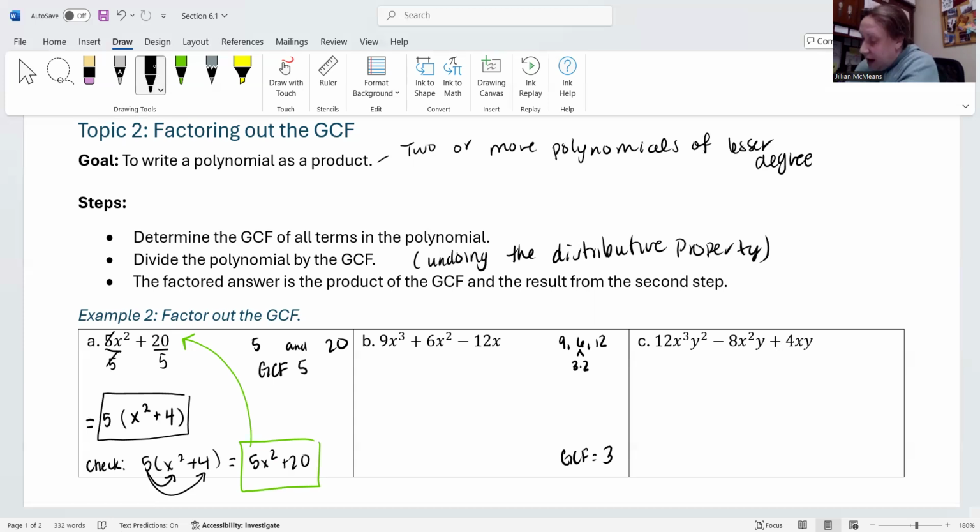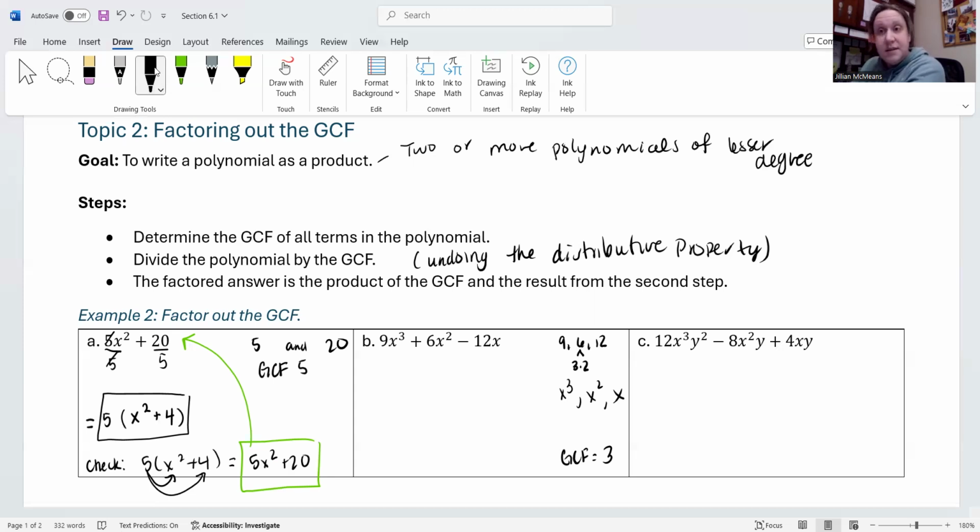Now we need to look at x to the third, x squared, and x. Remember, when you're dealing with variables, you have to look at the number of variables that's common to all three terms. If I look at x to the third, only one of these terms has 3 x's, so that can't be the GCF.